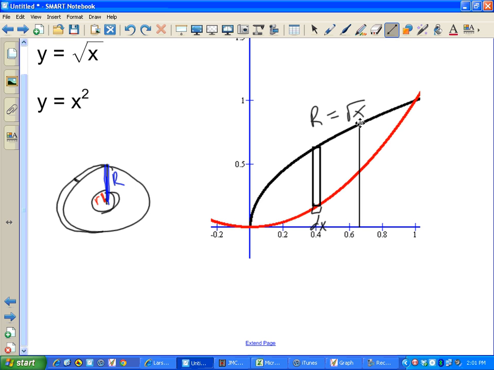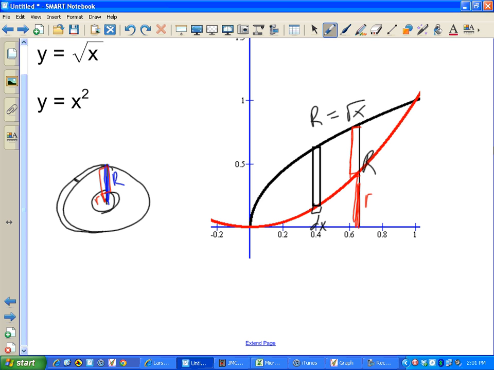So this would be a big R. And I would need to subtract this part that's not part of it, little r. And that would give me the height of my representative rectangle, which is really this. That's really what I'm rotating around. So if I can find the area of that times the thickness, that will give me the thing that I need to integrate.